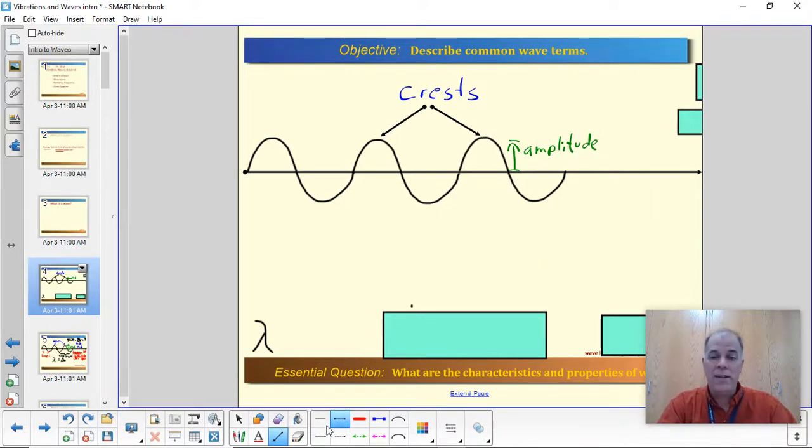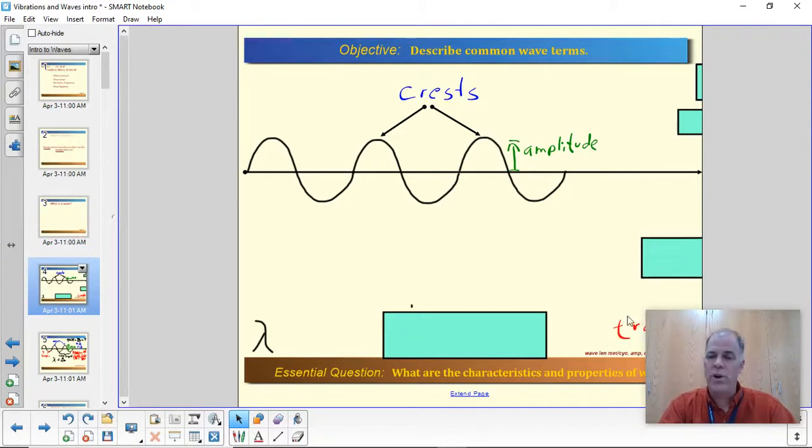Okay, and back to the amplitude again, because that's where I started with this. The amplitude is the distance from the neutral position to the crest. So it's not from this low point up to the crest, it's from the neutral position to the crest. Now, what about those low points? Those low points should have a name too, and those are called the troughs, okay?